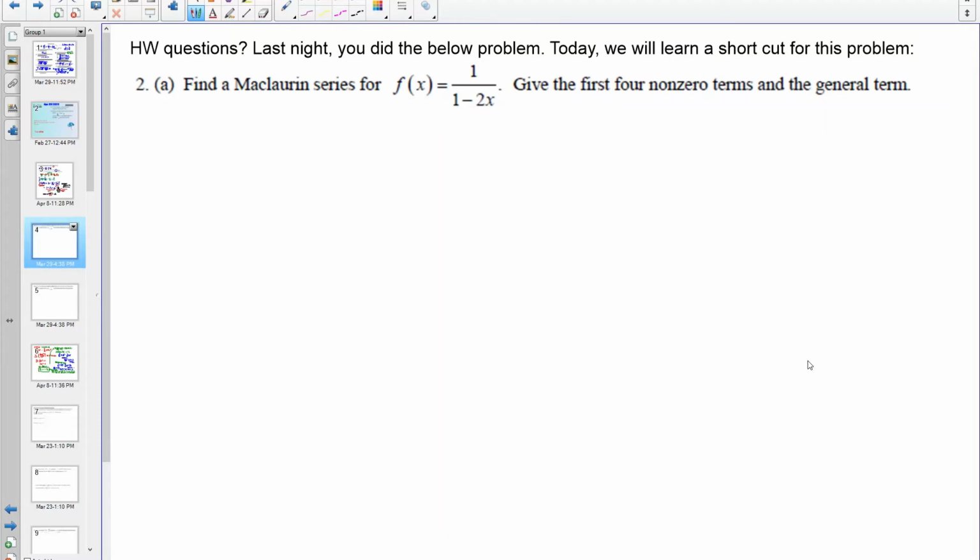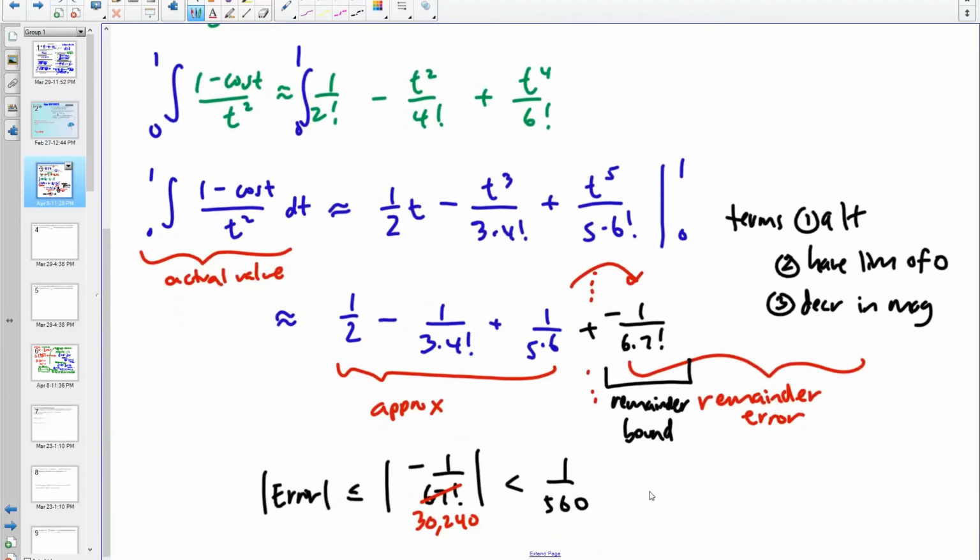Last night you did this problem, and so today what we're going to do is show you this error says that if I call this my approximation, meaning if I say that the integral from 0 to 1 of (1 minus cosine t) over t squared dt is about equal to 1/2 minus 1 over 3 times 4 factorial plus 1 over 5 times 6 factorial, then if I say this is my value for what this integral is, then I'm wrong by no more than 1 over 30,240.